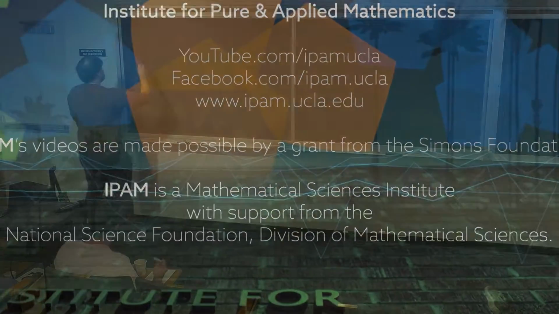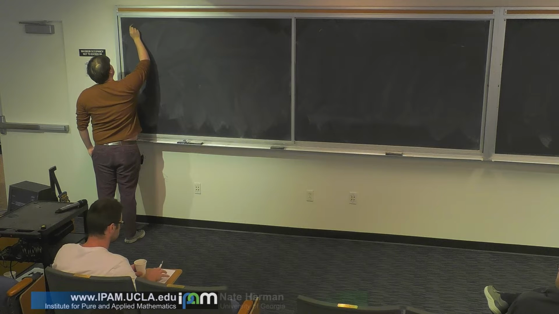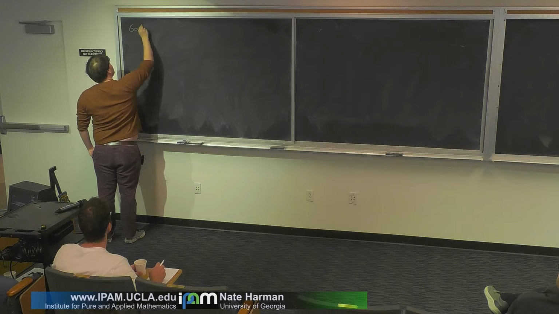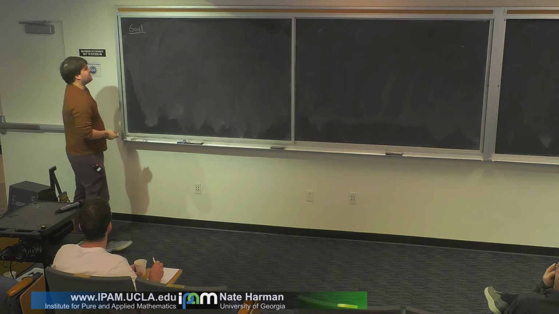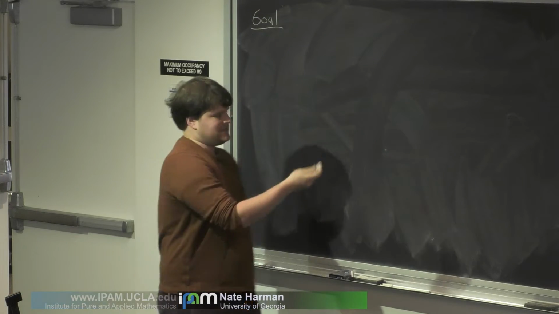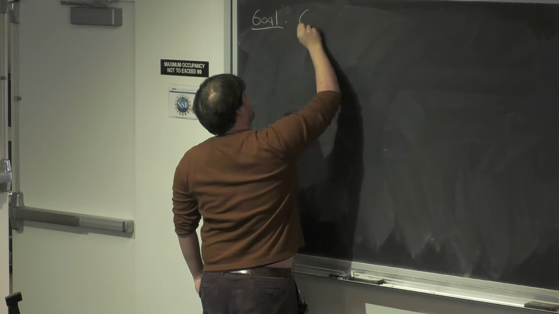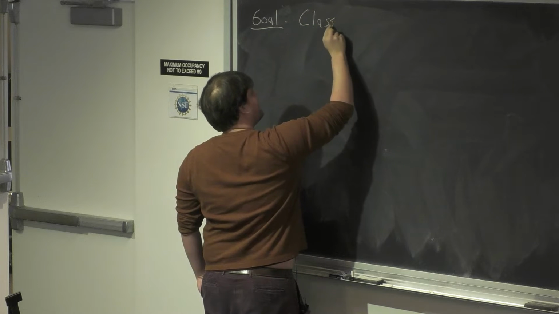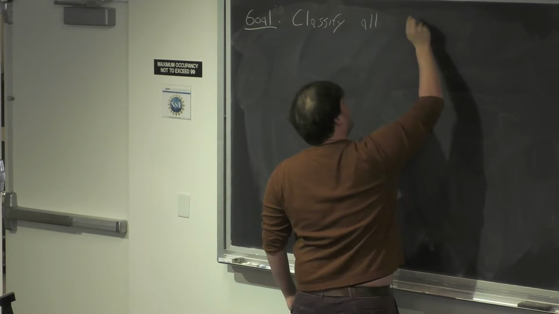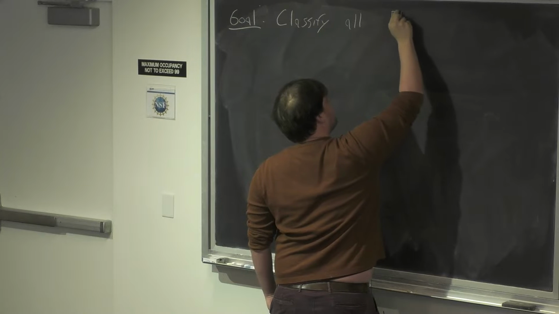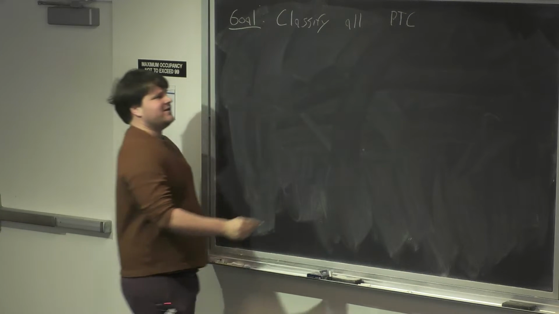So as Andrew said, we have some big goals in this. The overarching goal, and maybe the context that I want to view this work through, is that one wants to classify all, and I'm going to write PTC for pre-Tannakian categories.